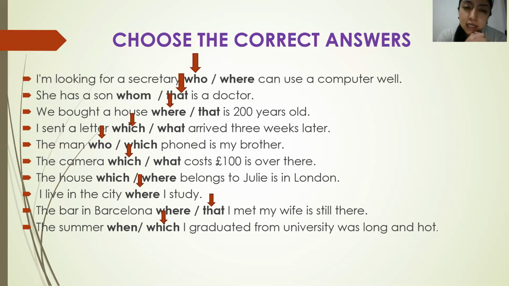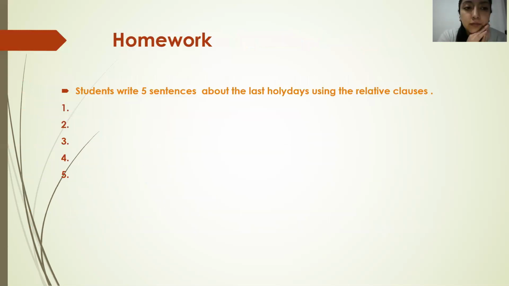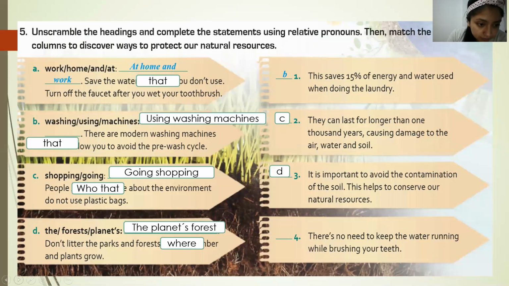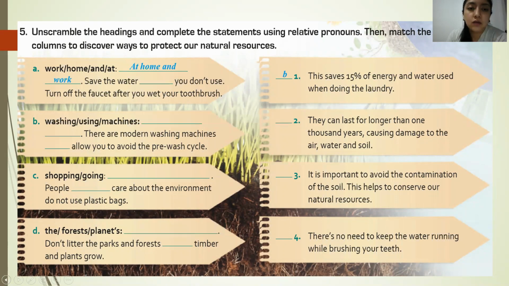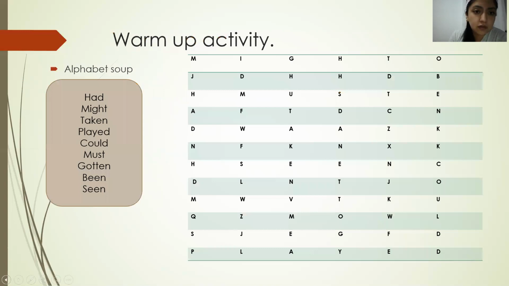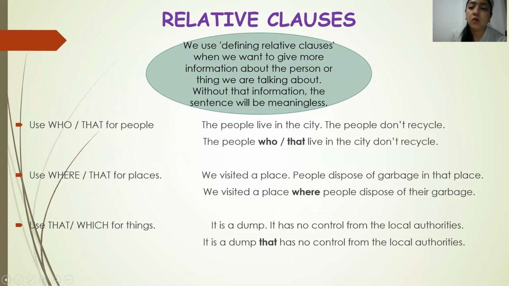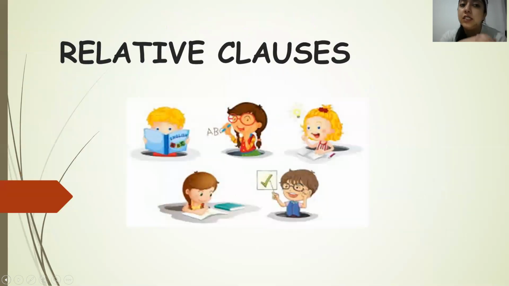This activity is very interesting because the students have to recognize what is incorrect and correct. The homework is that the students write 5 sentences about holidays using relative clauses. So they have to use who, that. Okay, they have to write sentences with who, where, that, or which. They have to write a sentence, and in the next class, the teacher asks what sentence they wrote. Okay, and this is all for this class on relative clauses.